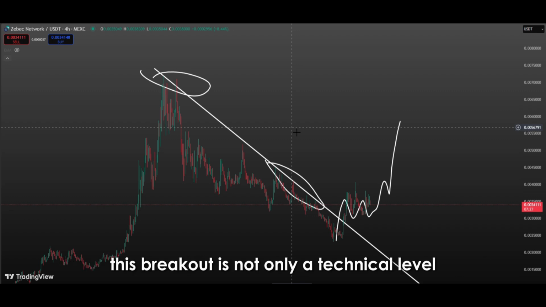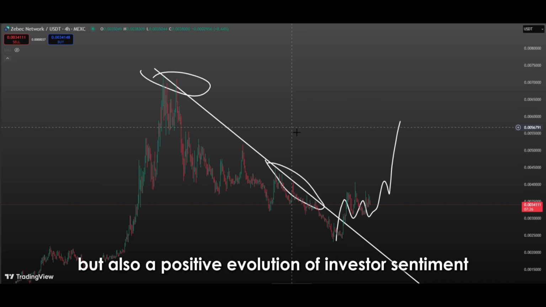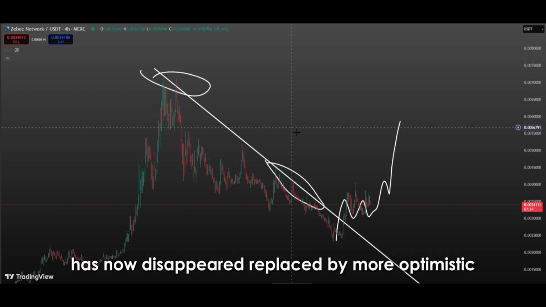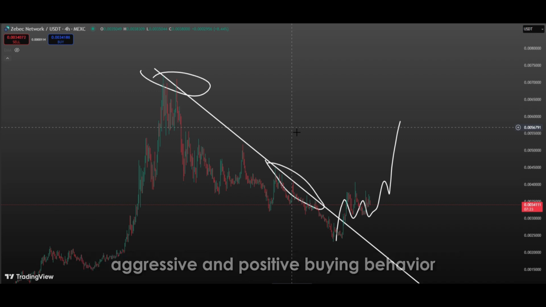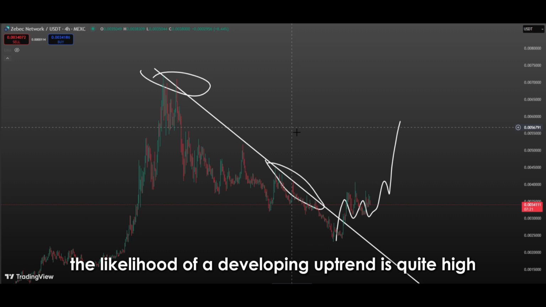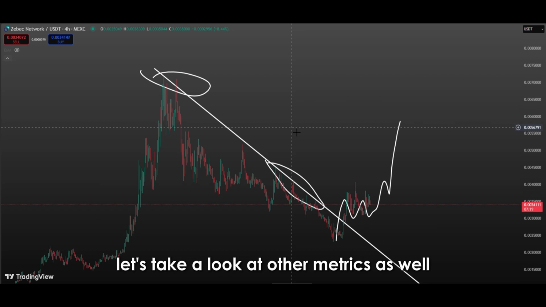This breakout is not only a technical level being surpassed, but also a positive evolution of investor sentiment. The pressure created by the downtrend on price movement has now disappeared, replaced by more optimistic, aggressive, and positive buying behavior. Within this new structure, the likelihood of a developing uptrend is quite high, but we can't rely solely on trend lines for analysis. Let's take a look at other metrics as well.